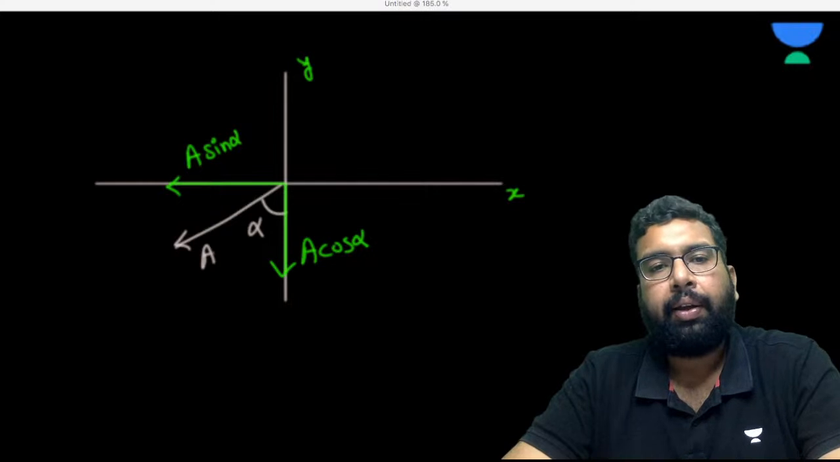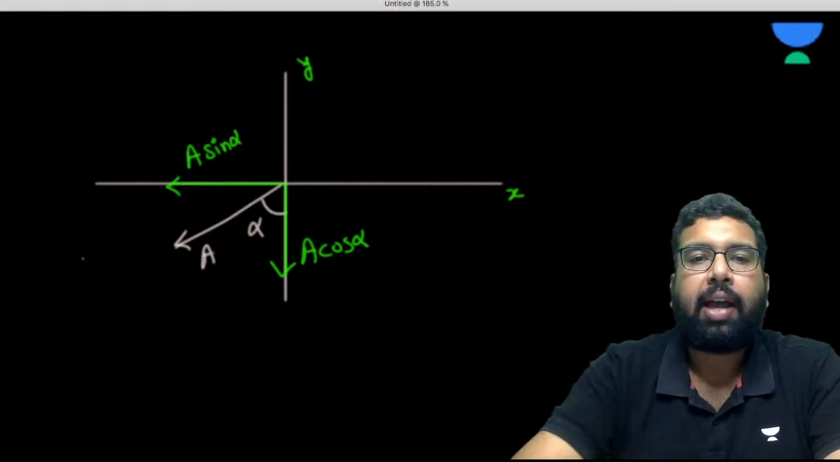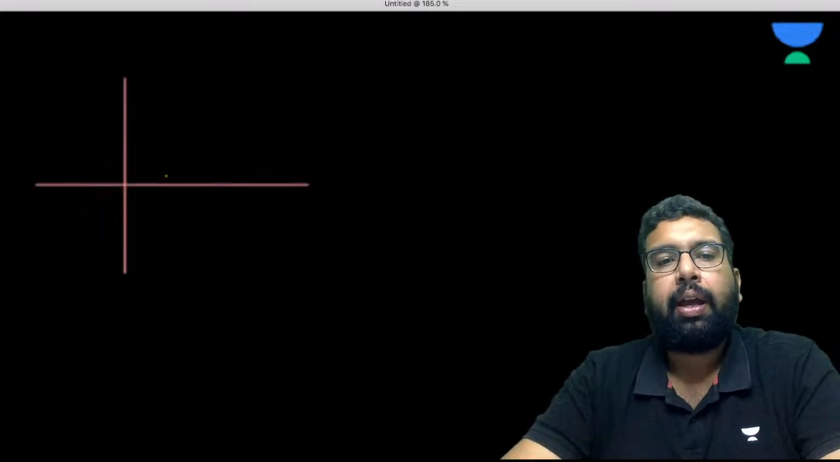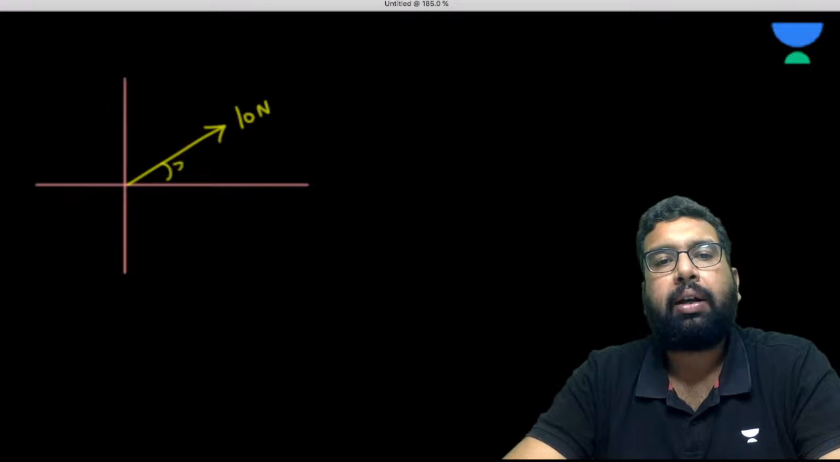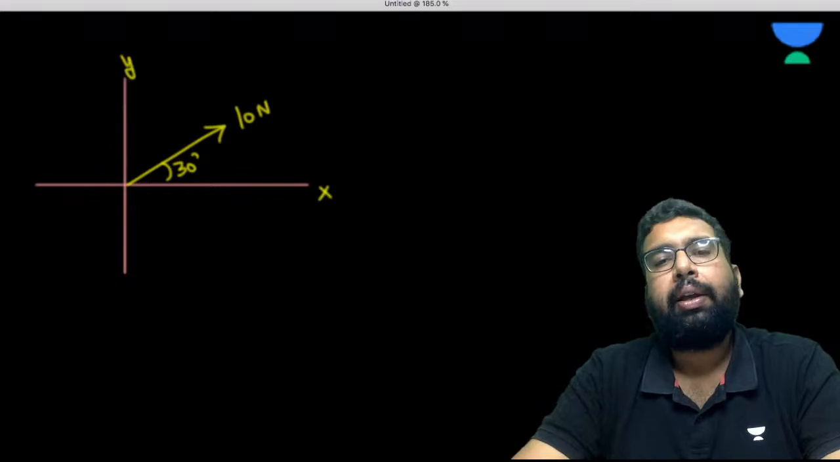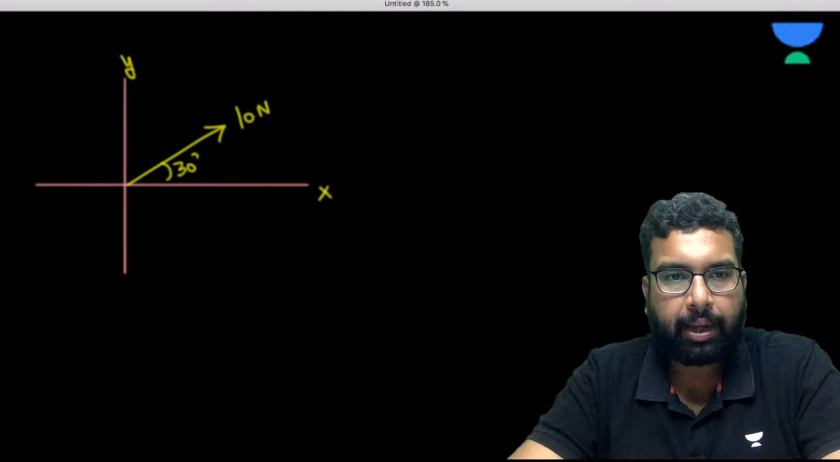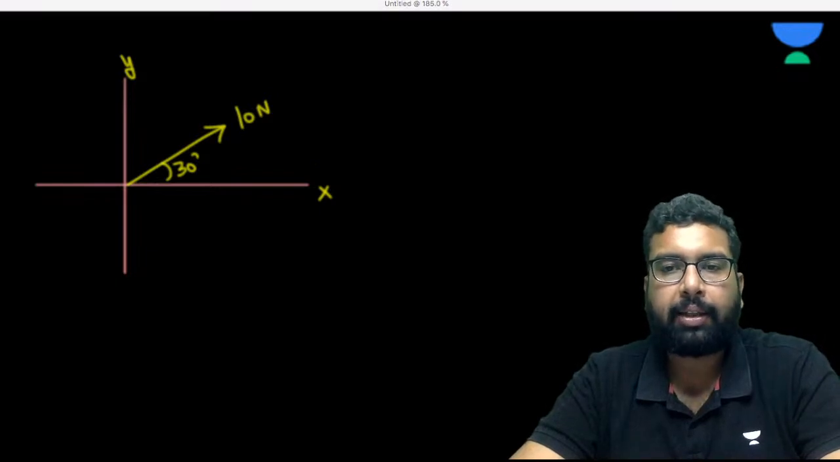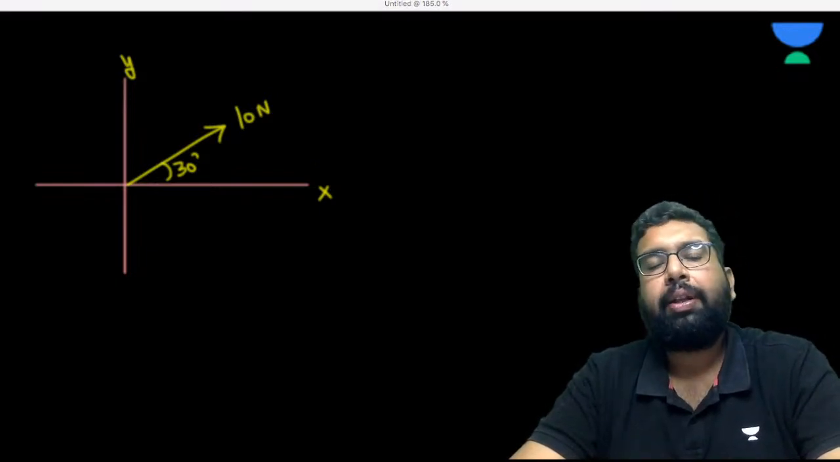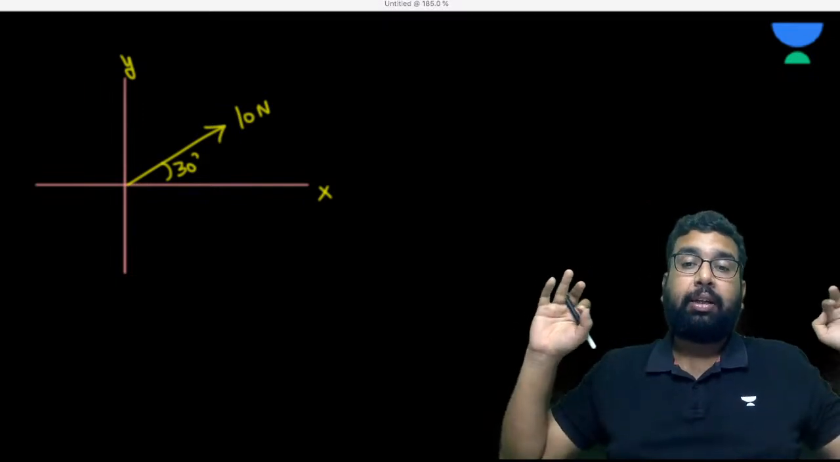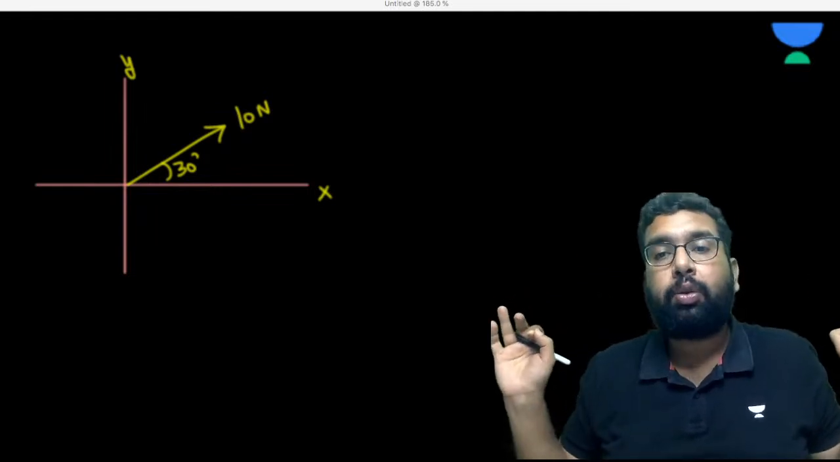Okay, so let's suppose that we have a force of 10 Newton acting at 30 degrees from the x-axis. Can you please get me the component of it in the x and y axis? Very, very simple. And remember what the idea behind the resolution is.